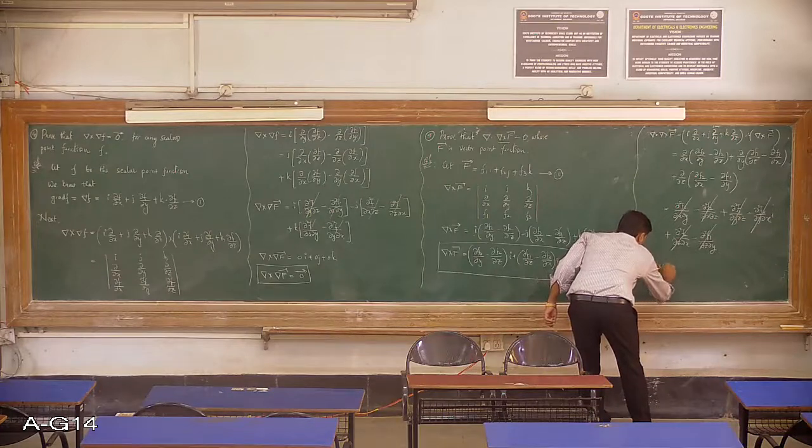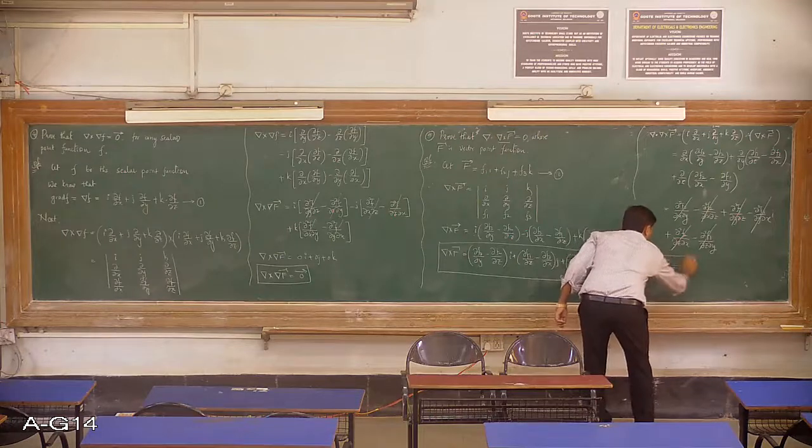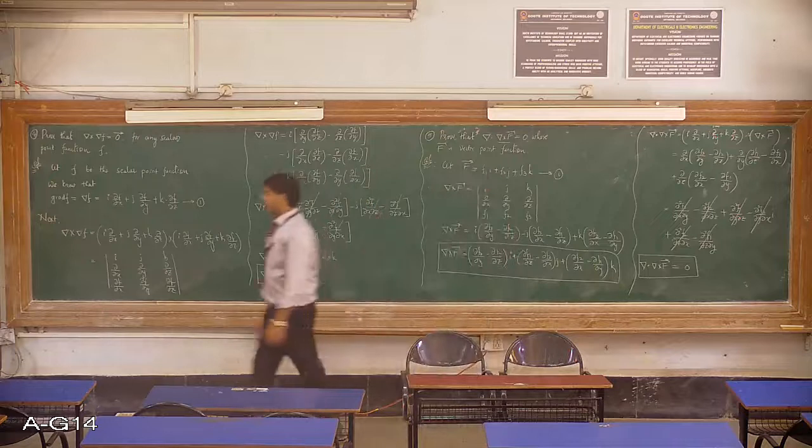del dot del cross f is equal to 0. Okay, so this completes the example.